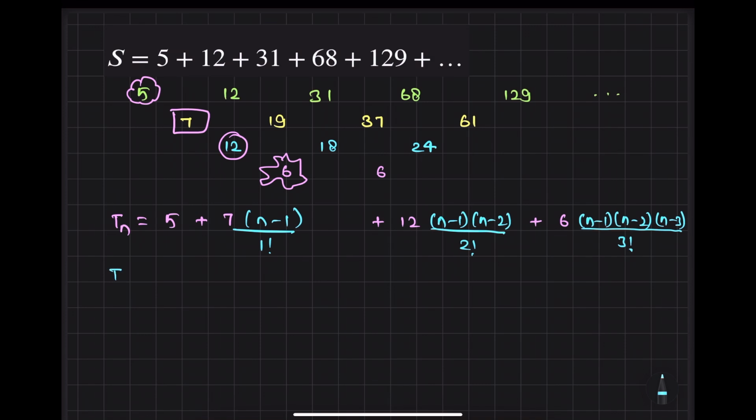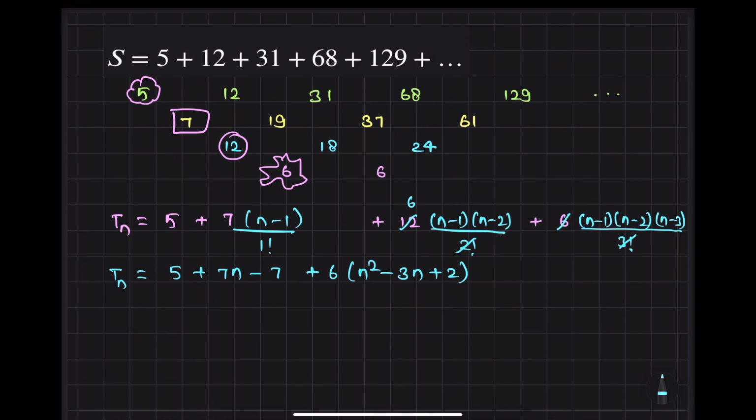Just write down this in a more simplified form. So it is 5 plus 7n minus 7. This is 6, so it is 6 times n square minus 3n plus 2. Then this is 6, this is also 6.